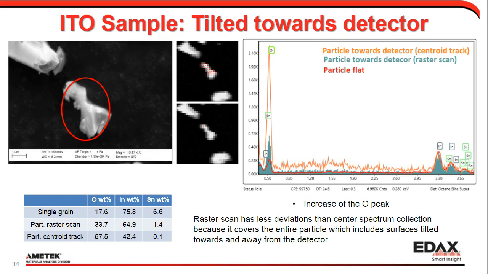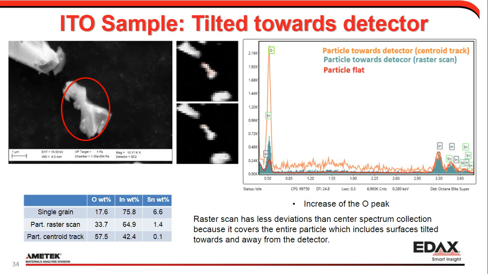So why did this happen? We look at the two small images in the middle. The top one shows the raster scan covers the entire area of the particle. So that includes surfaces tilted towards the detector and surfaces tilted away from the detector. So the effects of topography are somewhat canceled out.